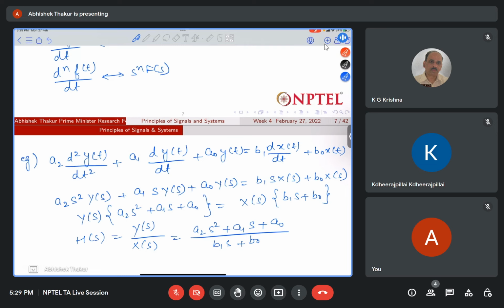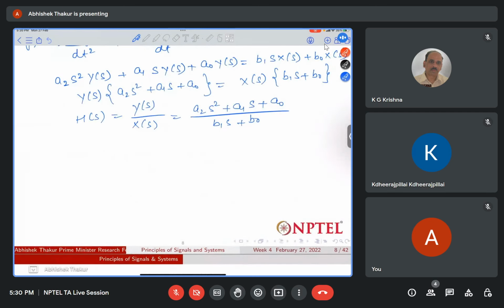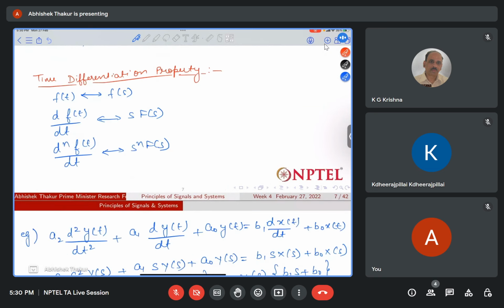We can see some other properties also, whatever is taught in this lecture. We have already seen the time shifting property: when the f(t) signal is shifted by t naught, the multiplication will be e to the power minus s t naught. There is one more important thing: this time differentiation property is for the bilateral Laplace transform.